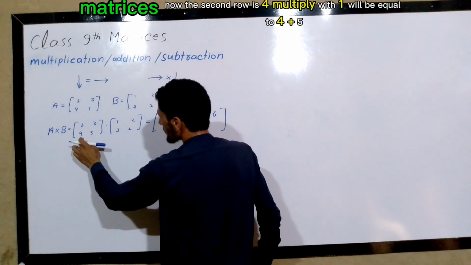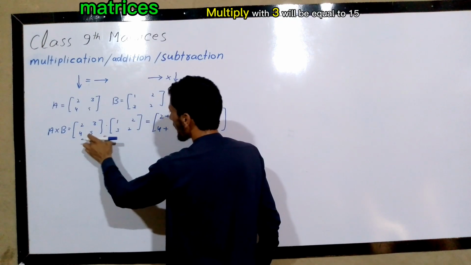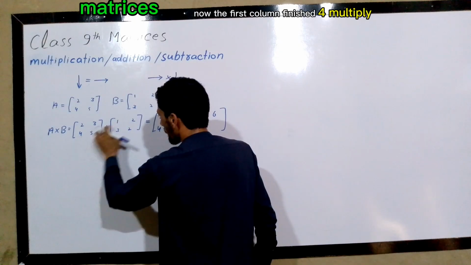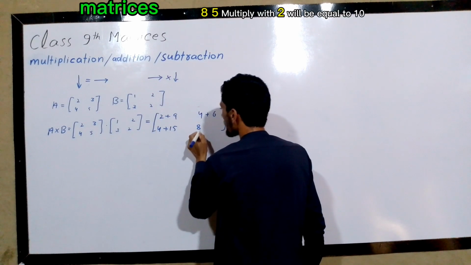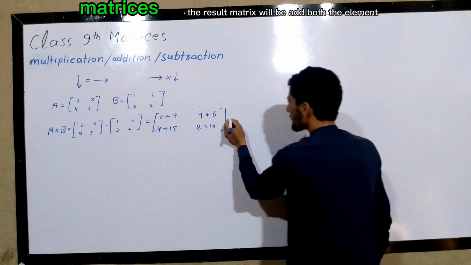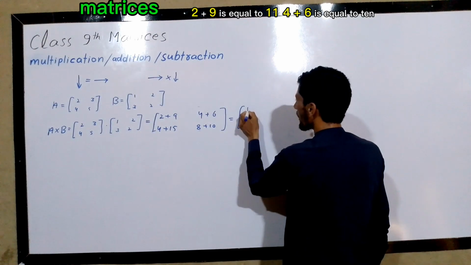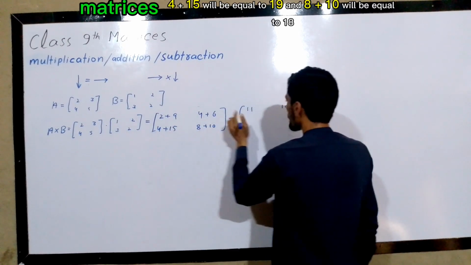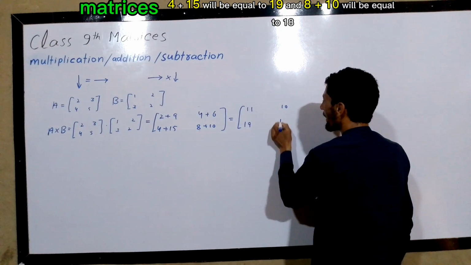Now, the second row: 4 multiplied by 1 will be equal to 4, plus 5 multiplied by 3 will be equal to 15. Now the first column is finished. 4 multiplied by 2 will be equal to 8, and 5 multiplied by 2 will be equal to 10. The result matrix will be, adding both elements: 2 plus 9 is equal to 11, 4 plus 6 is equal to 10, 4 plus 15 will be equal to 19, and 8 plus 10 will be equal to 18.